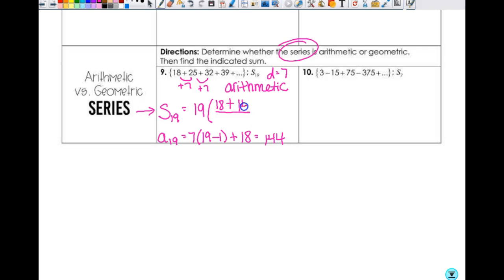So I put plus 144, and then it's all over 2. And then my final answer for the sum of the first 19 terms, let you put that in there. It's 1539.